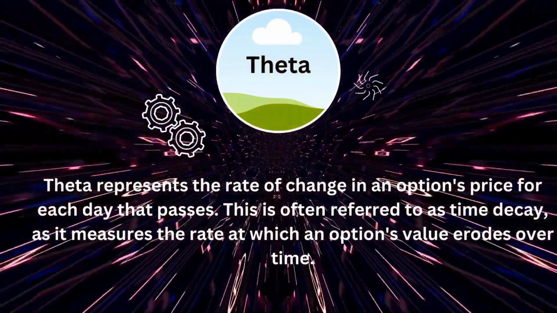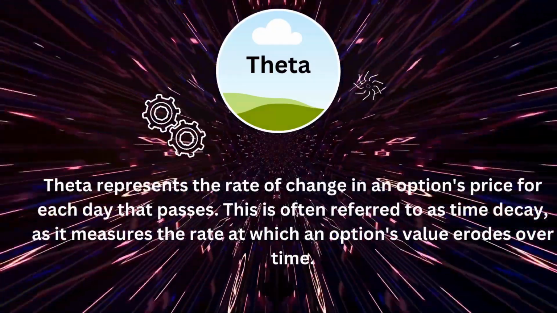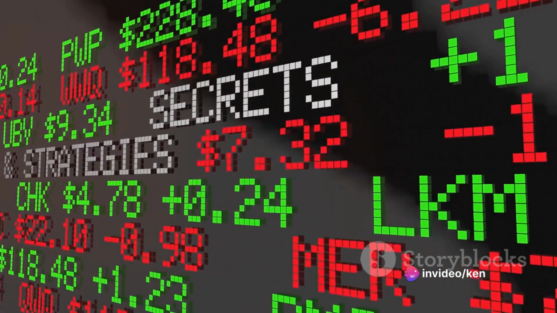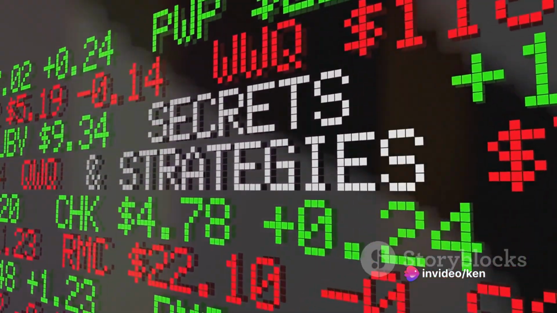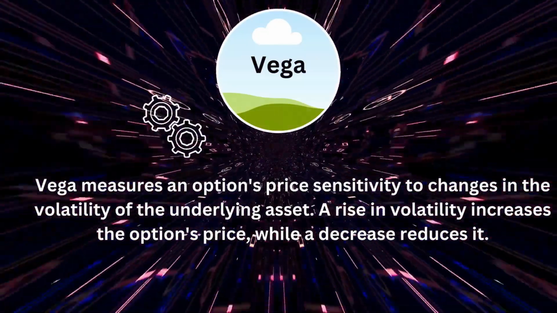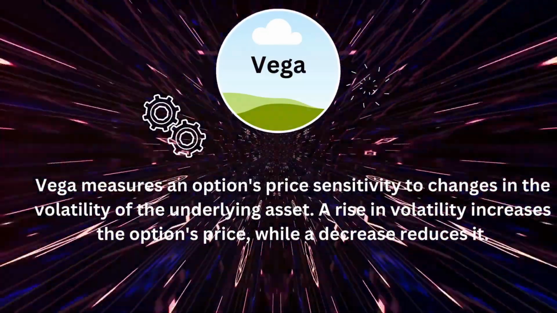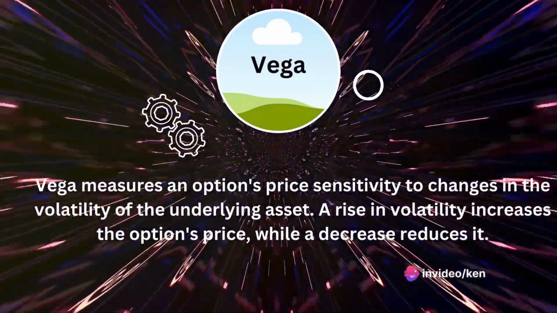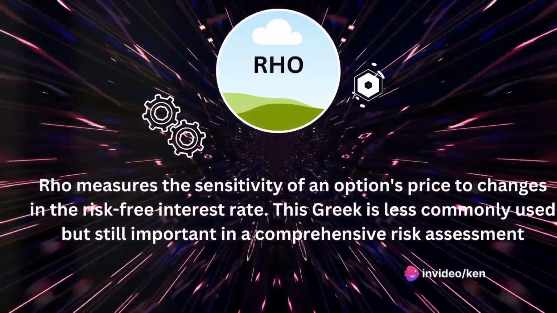Theta represents the rate of change in an option's price for each day that passes. This is often referred to as time decay, as it measures the rate at which an option's value erodes over time. Vega measures an option's price sensitivity to changes in the volatility of the underlying asset. A rise in volatility increases the option's price, while a decrease reduces it.